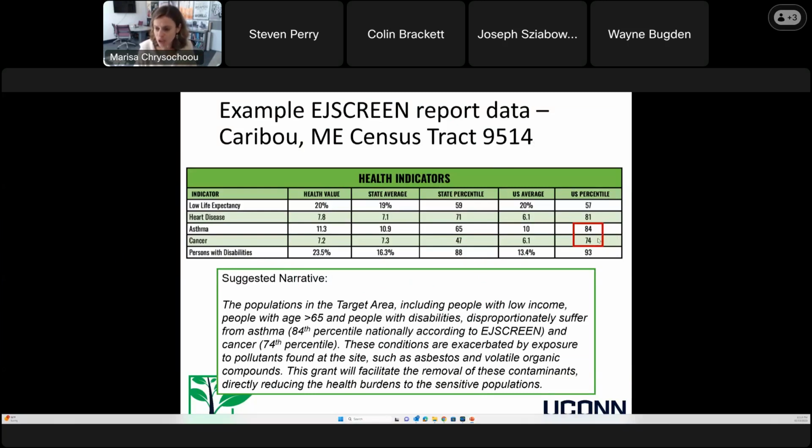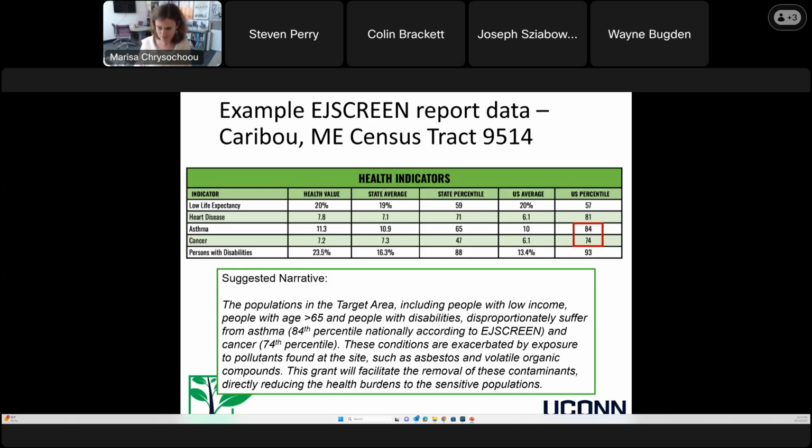Both of these numbers exceed 50. So the 50th percentile is the national average. So in both of these cases, census tract 9514 exceeds the national average in terms of the prevalence of asthma and the prevalence of cancer. So in both of these cases, more than 50 means that you are higher than the normal incidence rate.